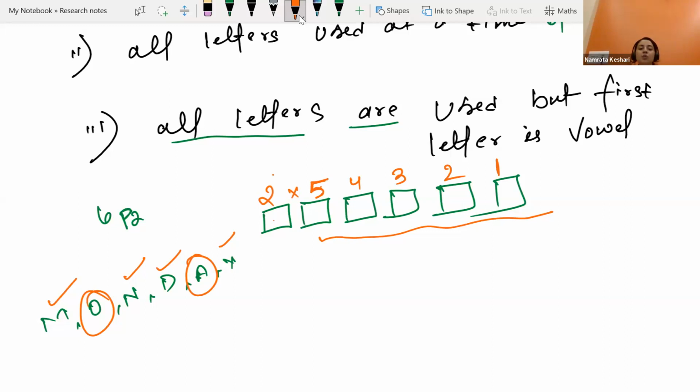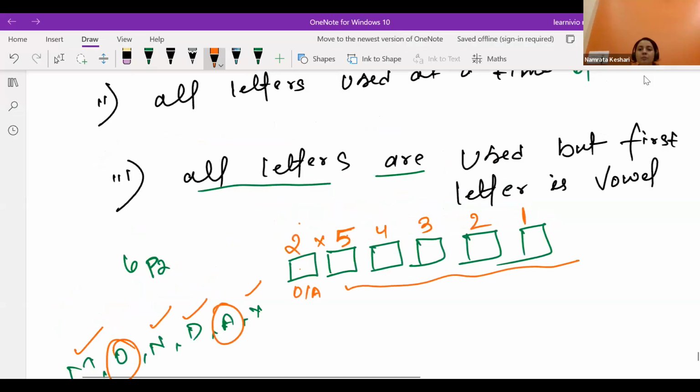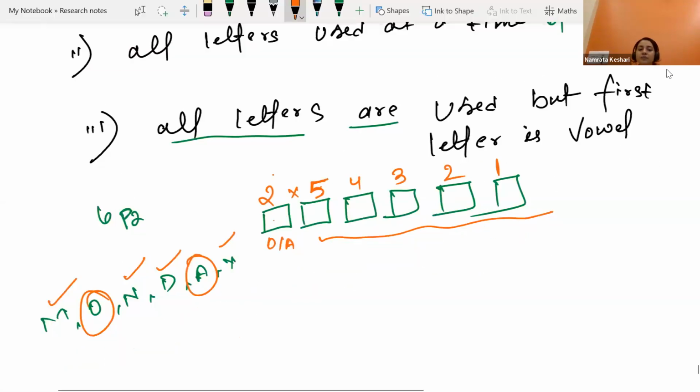सबसे पहले हमने O या A में से कोई एक लेटर फर्स्ट वाले ब्लैंक स्पेस में रख दिया. O या A में से कोई एक, अगर O या A में से कोई एक रख दिया तो हमारे पास टोटल 6 थे, उसमें से 5 बचा होगा. आया ना अलीना? Yes, ma'am. हमारे पास 5 बचा होगा. आया ना? Ma'am.